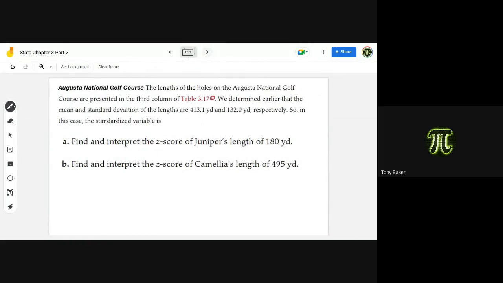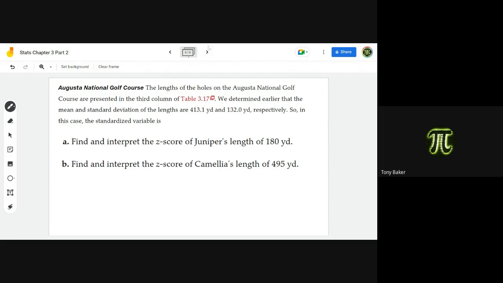All right, so let's look at an example. Let's get it away from people and talk about golf. So the Augusta National Golf Course, actually, I think they have more than 18 holes there, and I'm not sure how many holes they actually did with this one. But the mean length of a golf hole is 413.1 yards, and the standard deviation is 132 yards. So we want to find the z-score of Juniper's length, which is 180 yards.